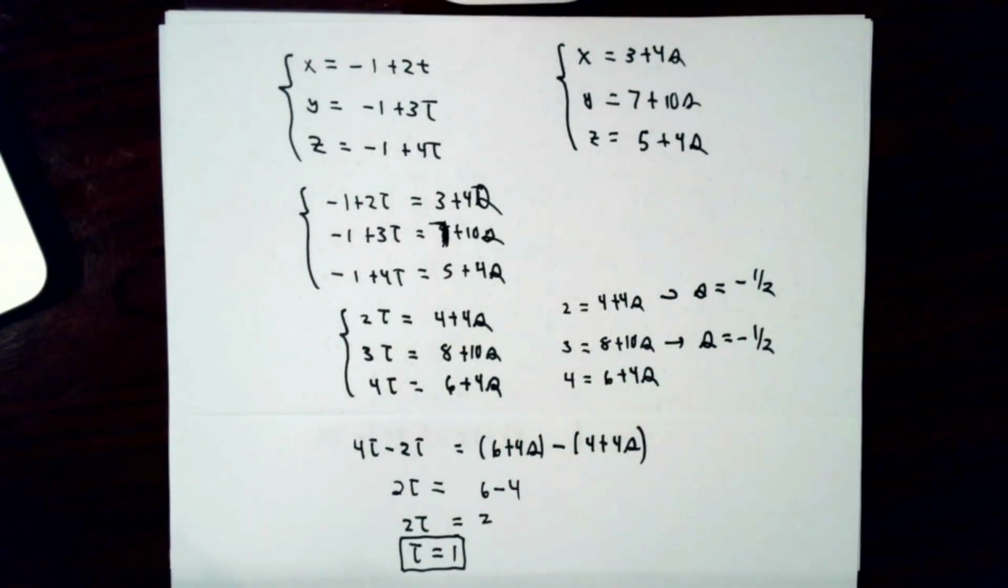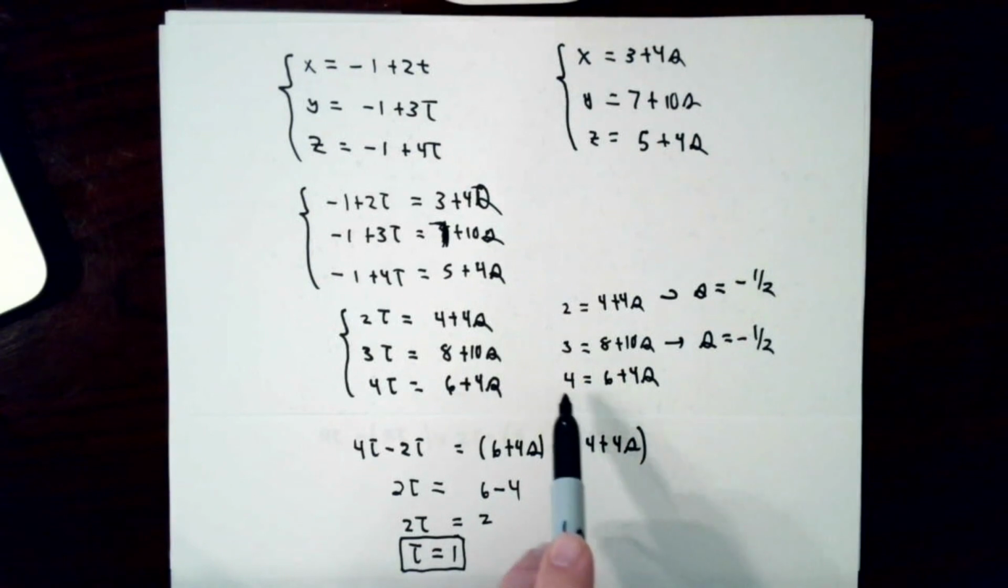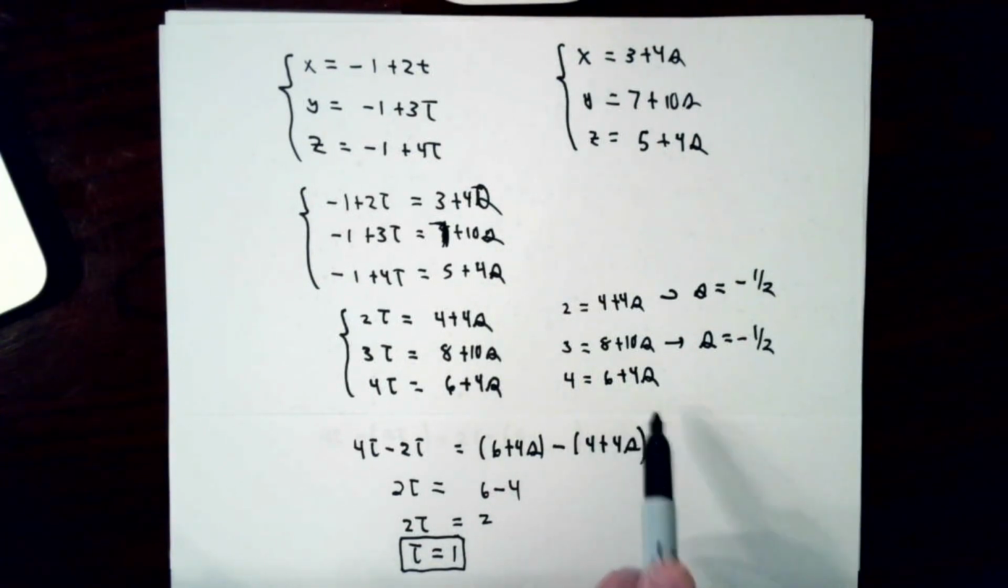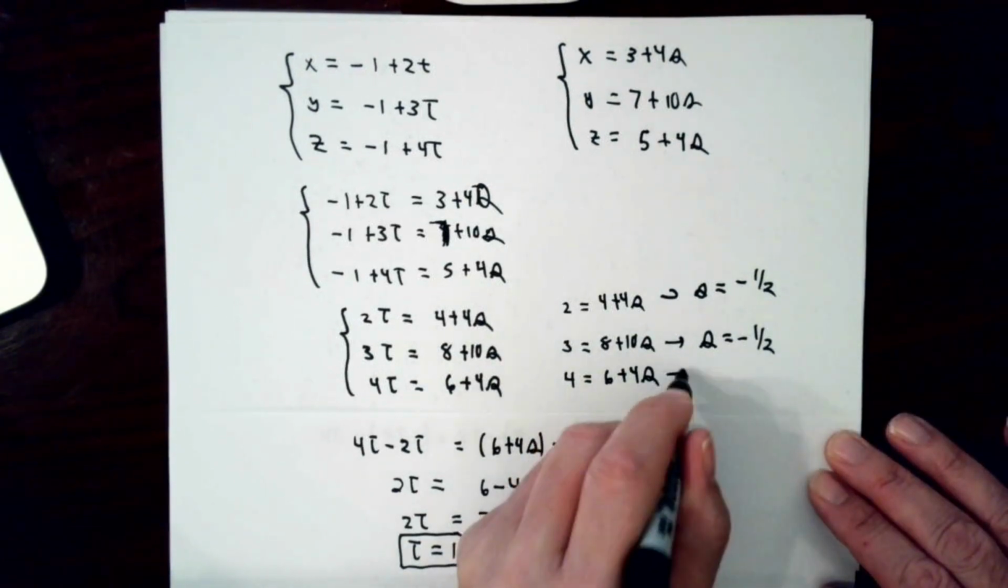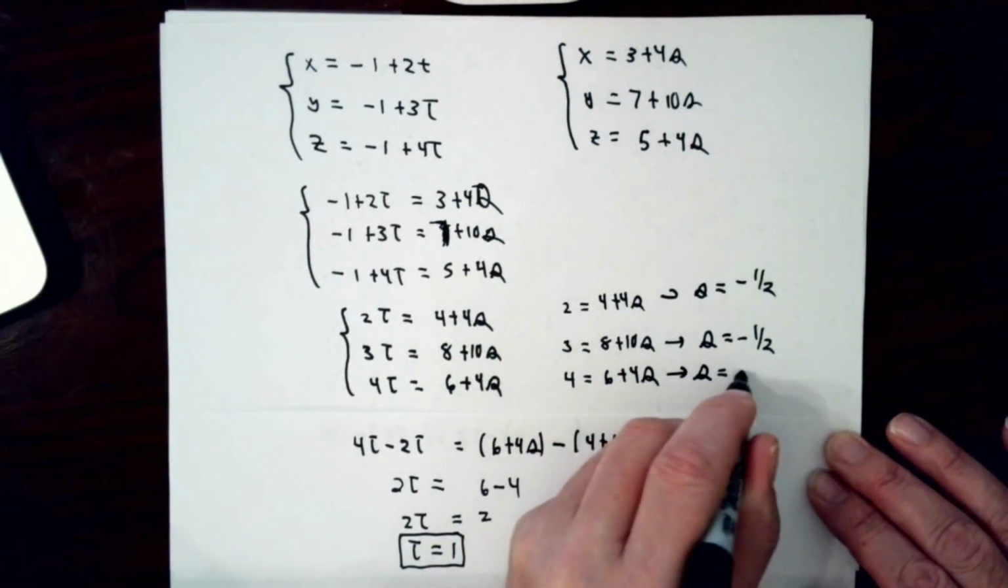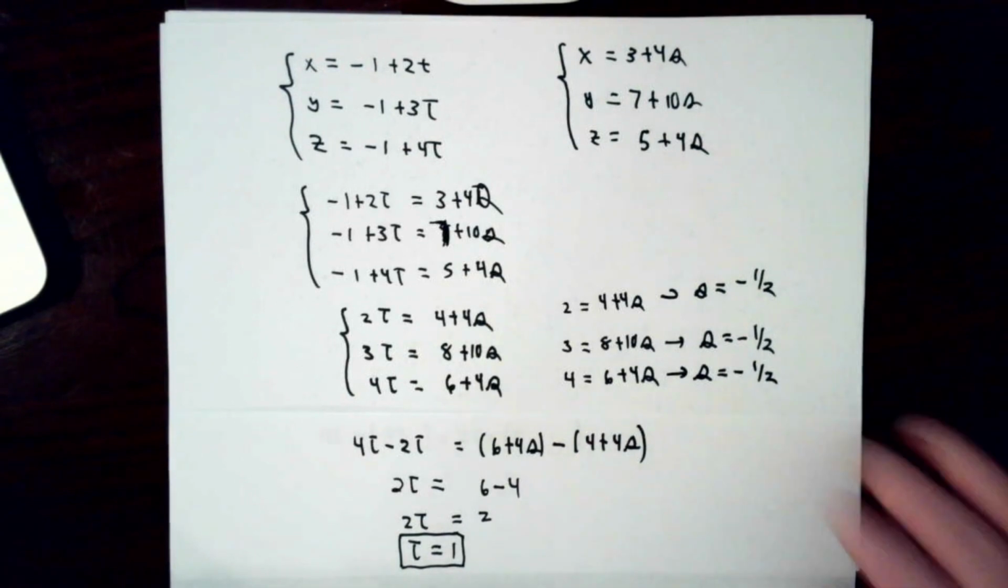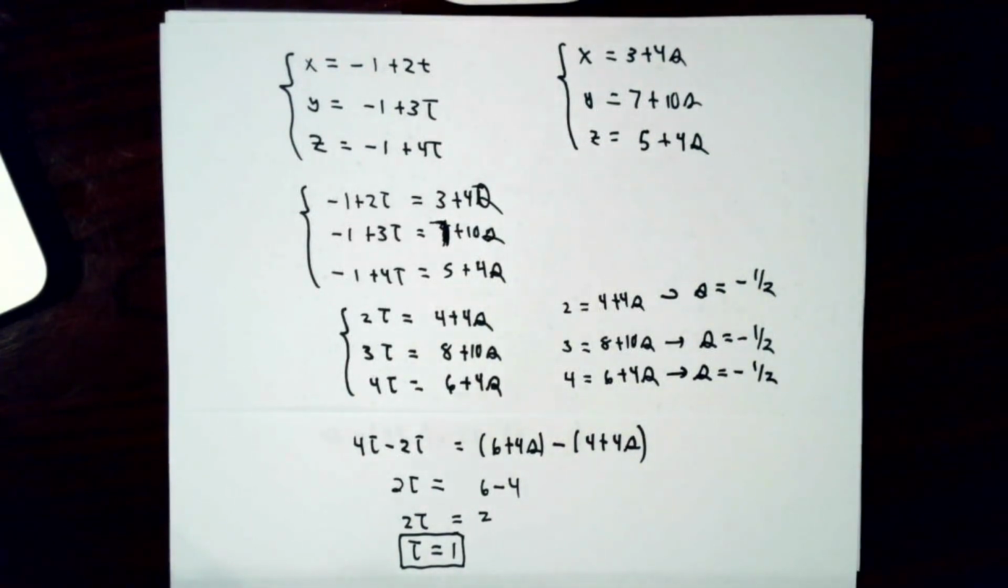If t is equal to 1 and s is equal to negative 1/2, the first 2 equations are true. The only thing that could go wrong is if that third equation said something different than s equals negative 1/2, but 4 minus 6 is negative 2, negative 2 over 4. The third equation says that s is equal to negative 1/2.